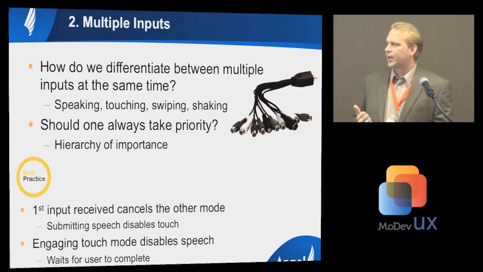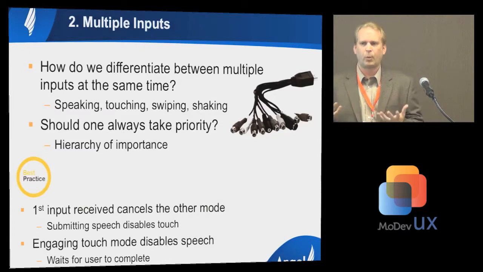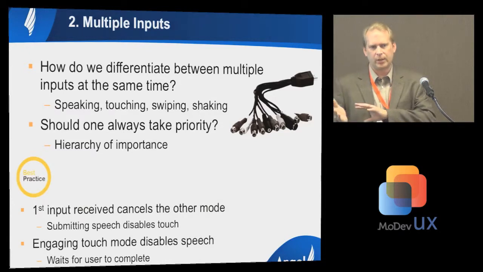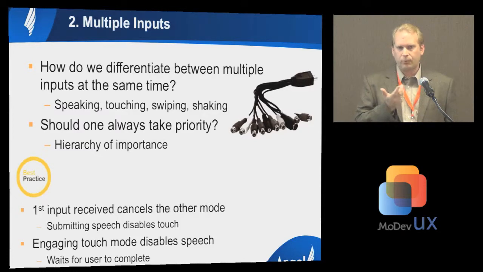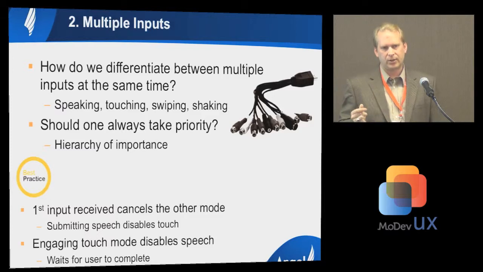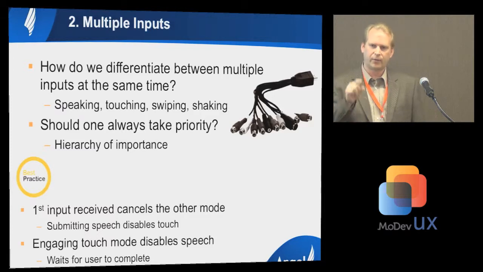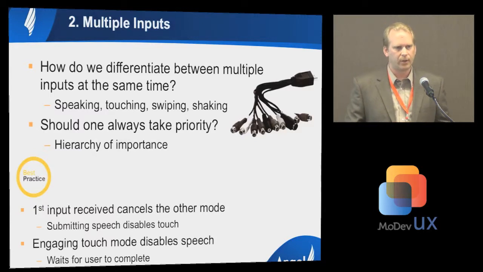What I've found is that usually the first input is what we should follow. And that first input can then kind of cancel some of the other inputs. So for example, if I'm speaking and I hit the little submit button, at that point we can disable the touch interface on that, so that if I accidentally tap the table with the rows, it ignores it, for example.